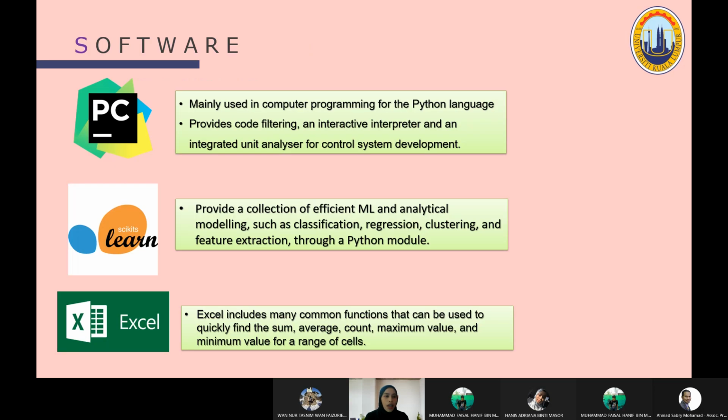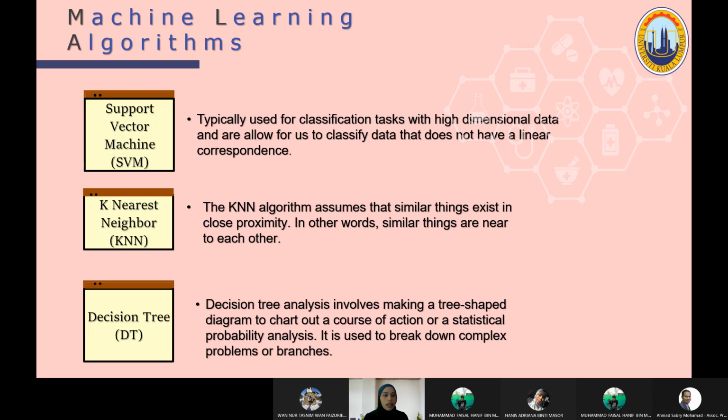So, software. This is the software that I have used, which is PyCharm, Sklearn, and Excel. This is the machine learning algorithm that has been used in this research study, which is SVM. SVM, support vector machine, is typically used for classification tasks with high dimension data and allows us to classify data that does not have a linear correspondence.